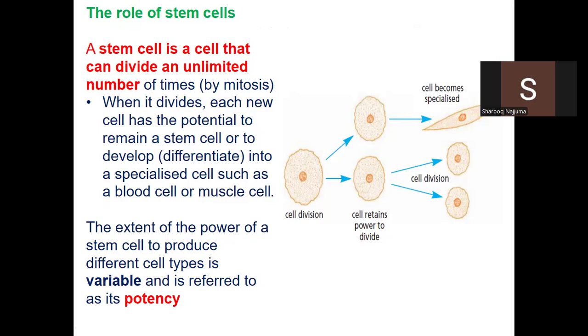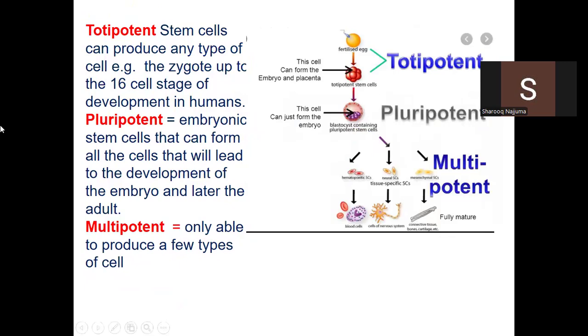But for us, when we are looking at the powers of stem cells, we are looking at the ability of them to form different types of cells. When they divide, are they able to form different types of cells? So that is what we look at as potency, the ability of a stem cell to produce different types of cells. And as far as potency is concerned, we are going to look at three types of stem cells. So we are going to start with the first type, the totipotent.